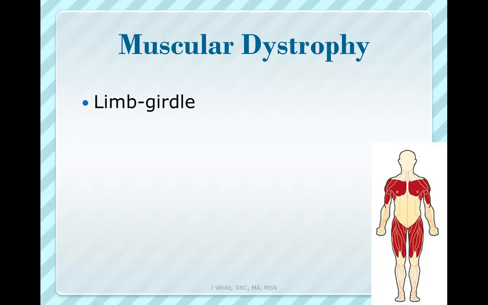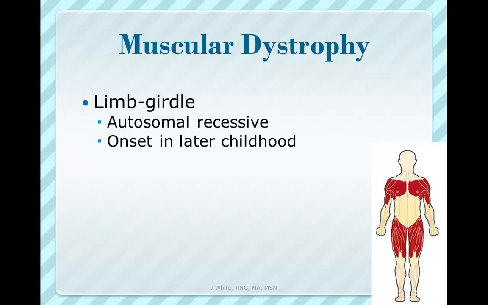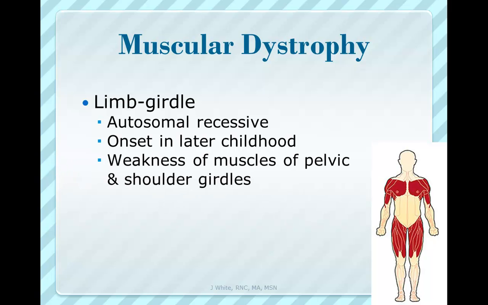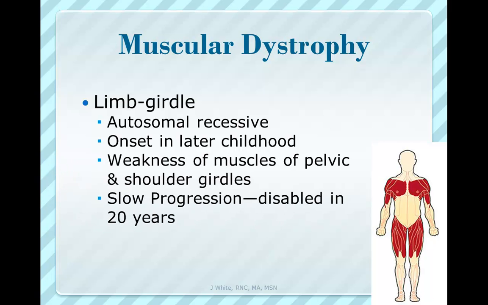I'm going to talk about the types. Notice the picture of the side that shows you which muscle groups are going to be involved. The limb girdle. It's autosomal recessive, means both parents have to be carriers in order for the child to be affected. The onset is late childhood, so unless they know they're carriers for it, we don't have any clue until late childhood. They develop weakness of the pelvis and the shoulder girdles, but it's very slow progression, and 20 years from late childhood, so maybe when they're 40, 50, they will become disabled, need a wheelchair.